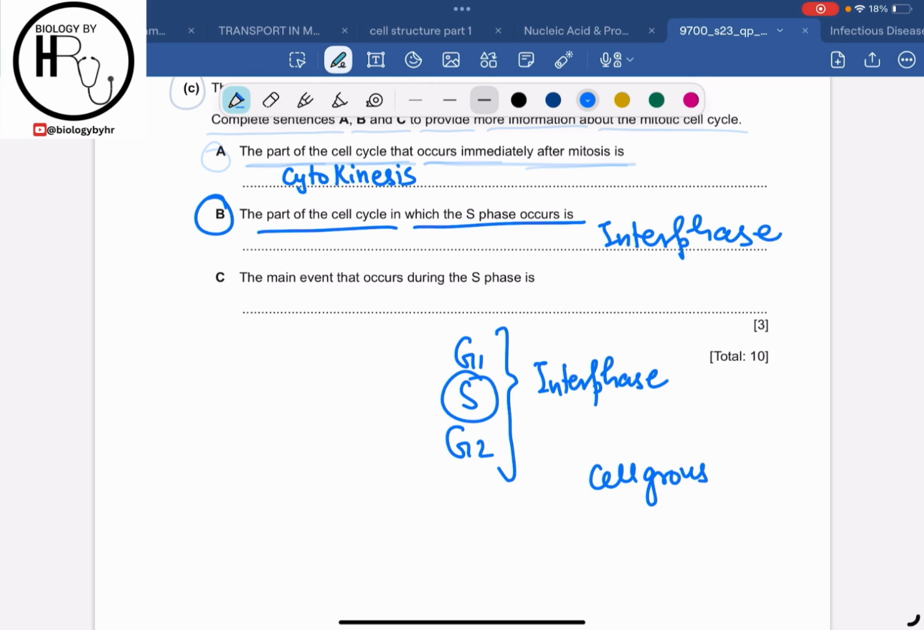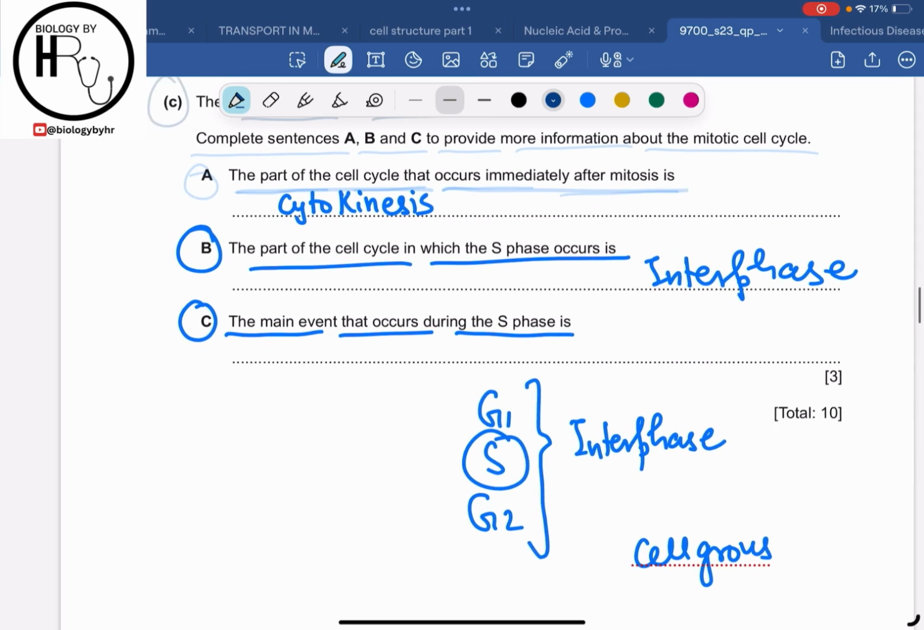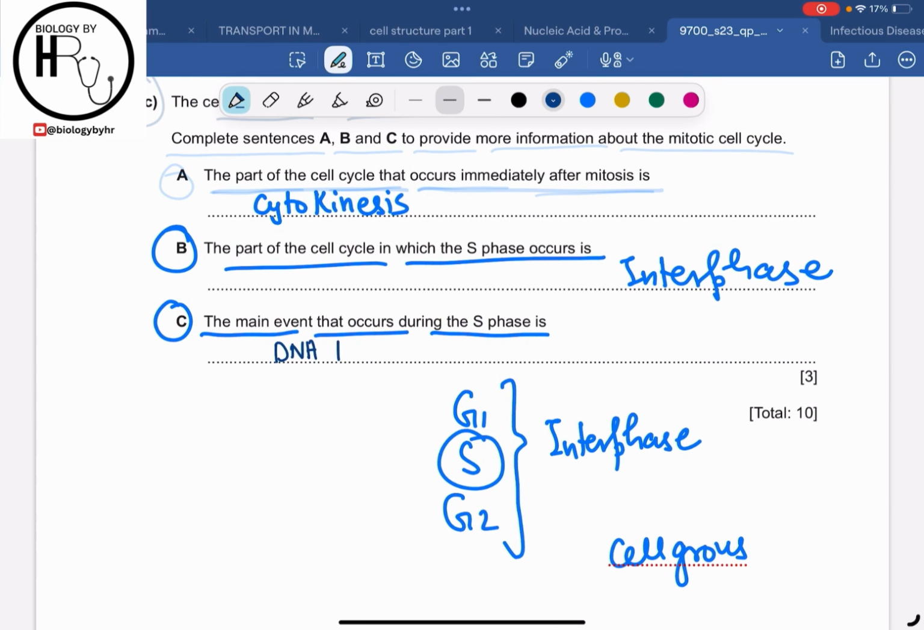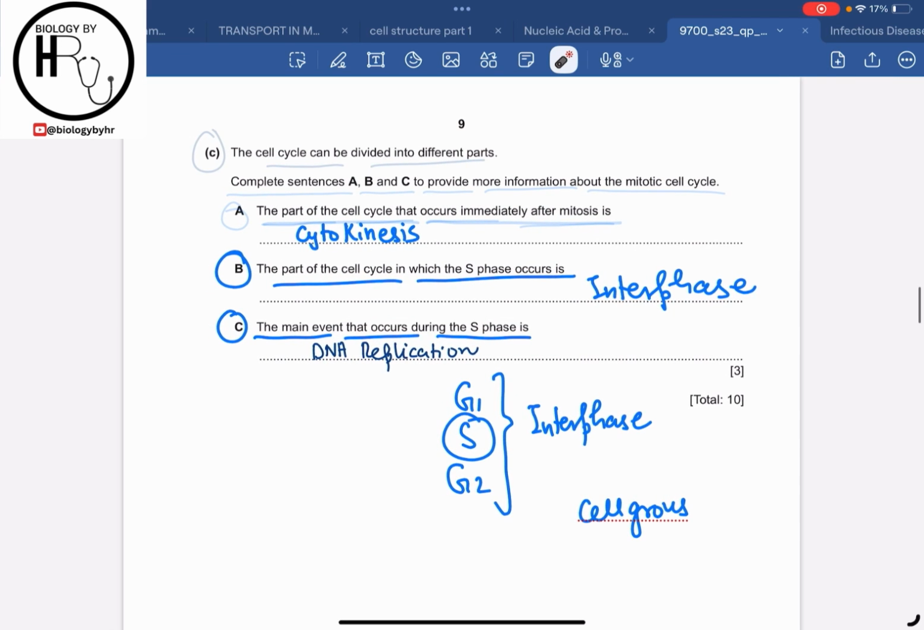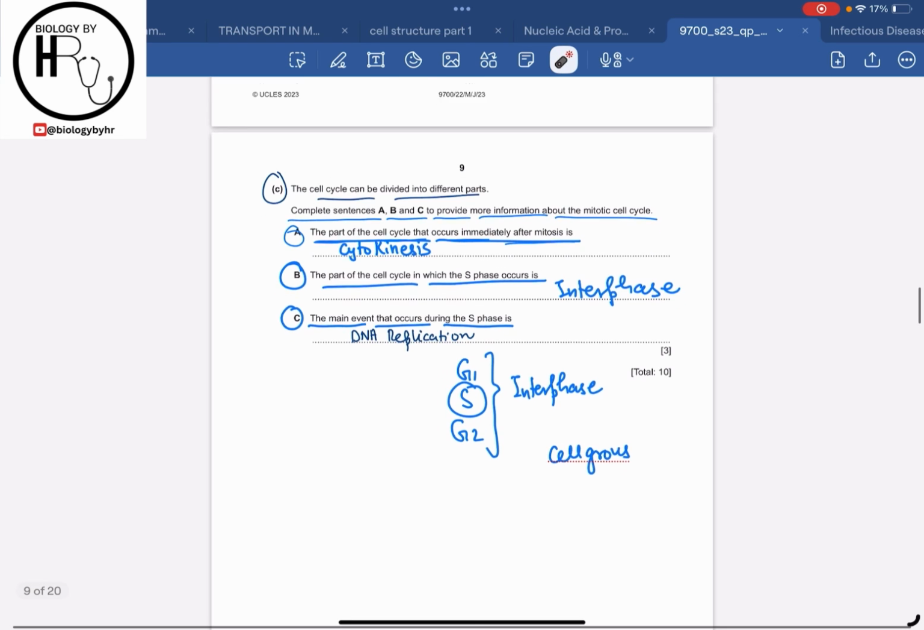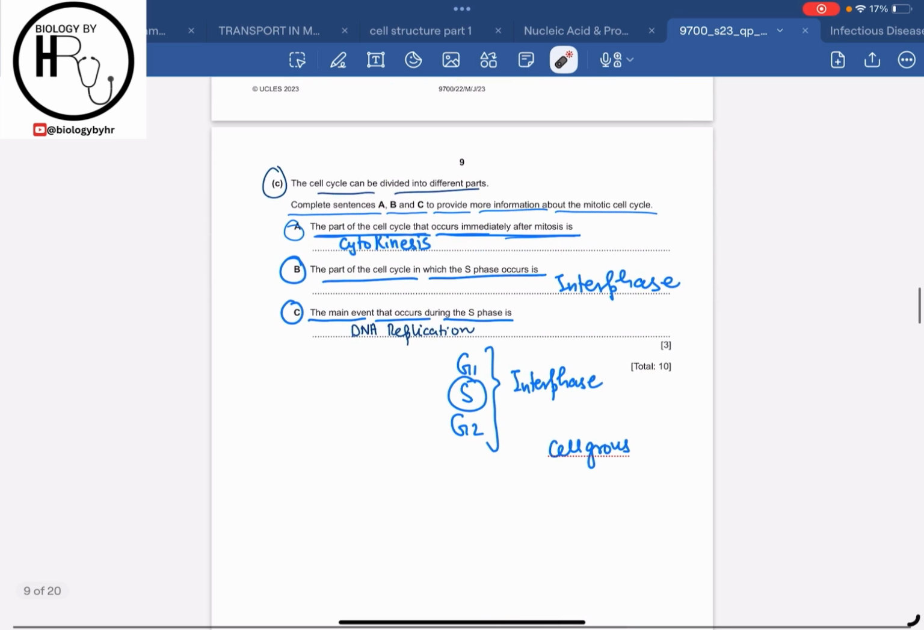Now in part C, they are saying the main event that occurs during the S phase of the cell cycle. Now what is actually happening in the S phase? There is DNA replication, that is the main event occurring in the S phase. Each chromosome will form two sister chromatids, which ensure that the identical genetic material is passed to the two daughter cells with the same number of chromosomes as the parent cell. Alright, so this is basically how we will answer question number 3. I hope that this question is clear to all of you.